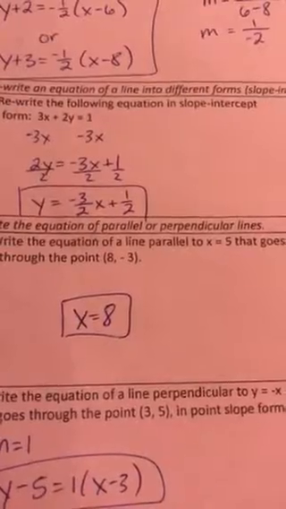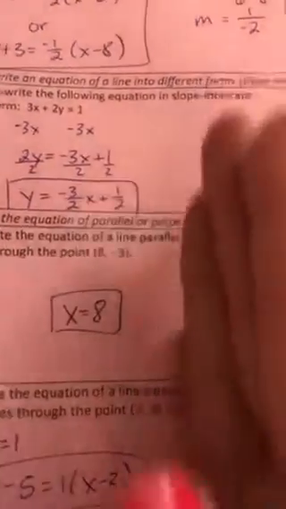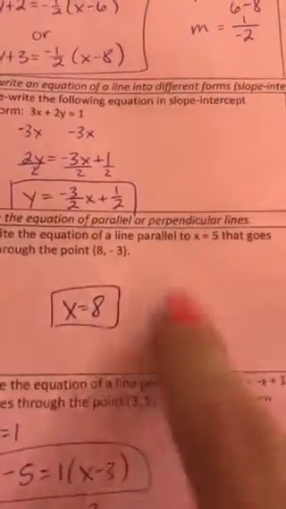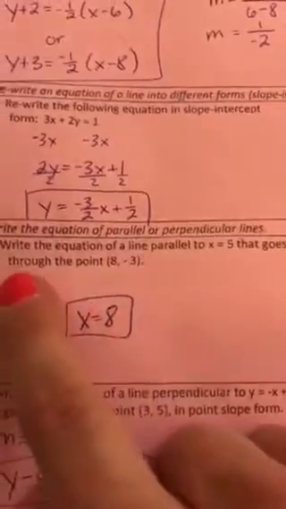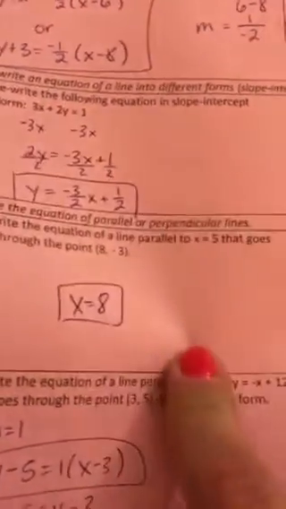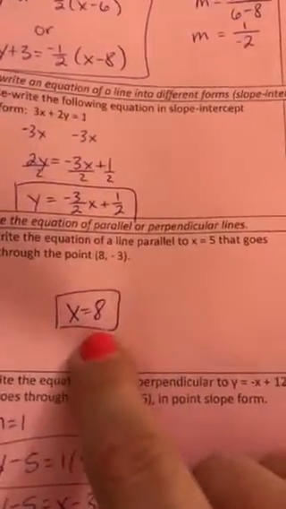Write the equation of the line parallel to x equals 5. Well, x equals 5 is a vertical line. So in order to be parallel to a vertical line, I need another vertical line. And it needs to go through the point (8, -3). Vertical lines are x equals. The x value that it has to touch is 8. So my equation is just x equals 8.